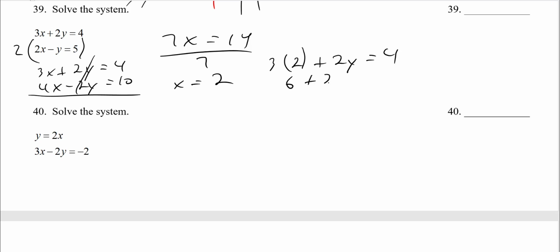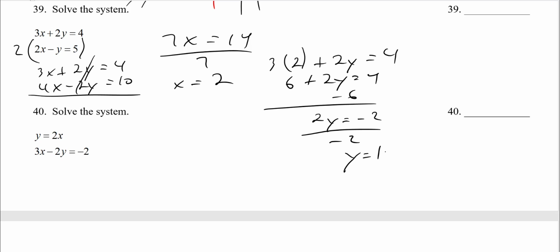So it's 6 plus 2y equals 4. Subtract 6. So 2y equals negative 2. Divided by negative 2, y is positive 1, or negative 1, sorry. I'm not dividing by negative 2, I'm dividing by just 2. So y is negative 1. So my solution to this problem is (2, negative 1).